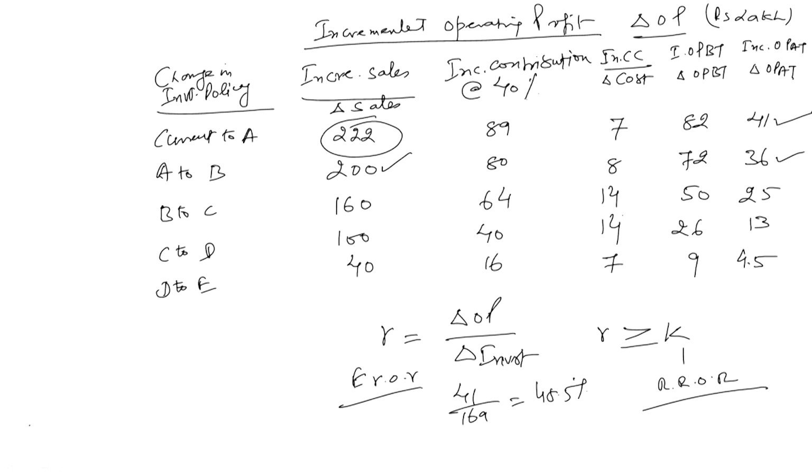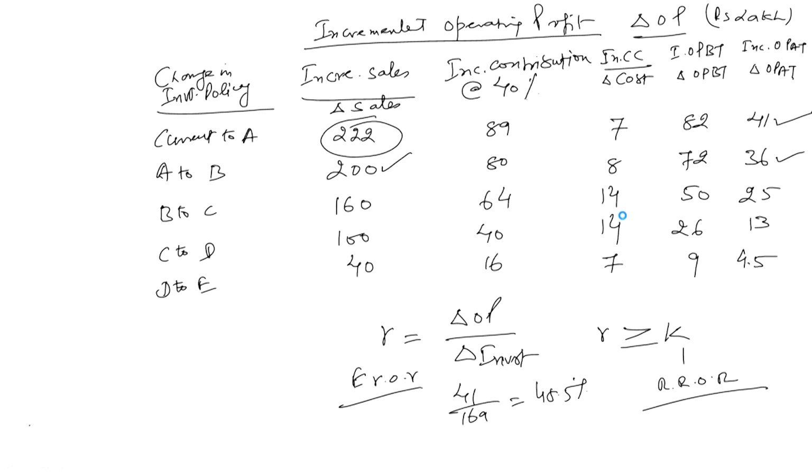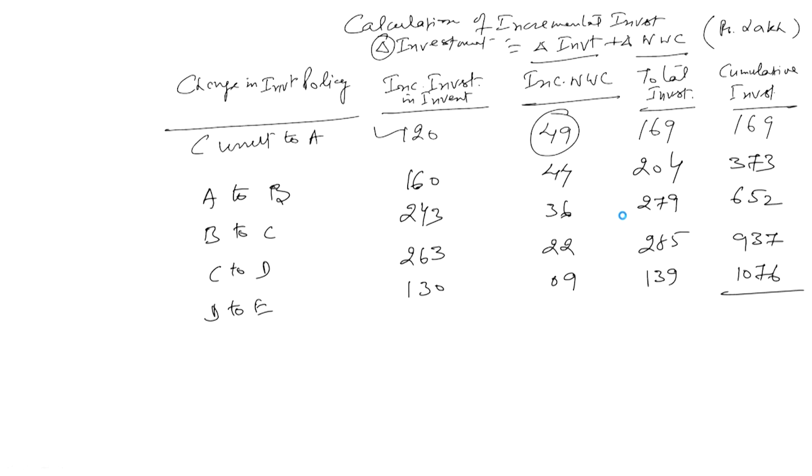So, finally your incremental operating profit before tax will be 50 lakhs and then incremental operating profit will come down to 25 lakhs. But we are satisfied here because our required rate of return is 9% and we are getting that at policy C. When we are moving from B to C, we are getting that required rate of return. So, we are satisfied, and if you look at the level of inventory investment, the total investment in inventory will be how much? 652 lakhs. This much of additional investment we have to make, and this is the total investment we will be making. So, it means 169 at this level to 373 at this level.